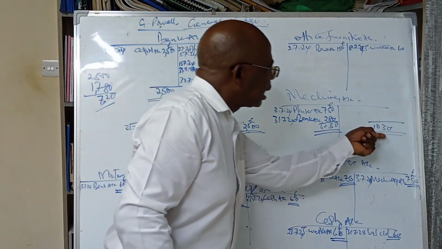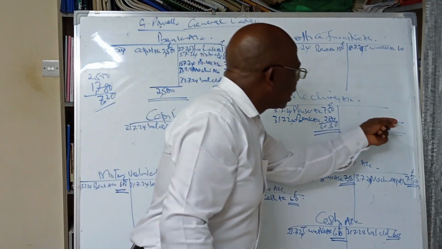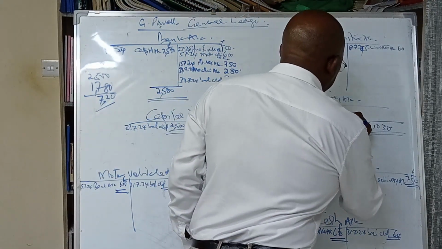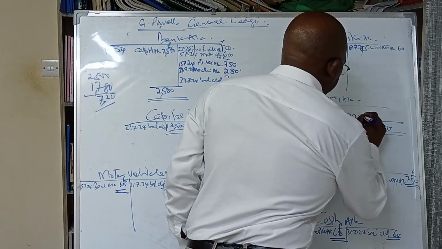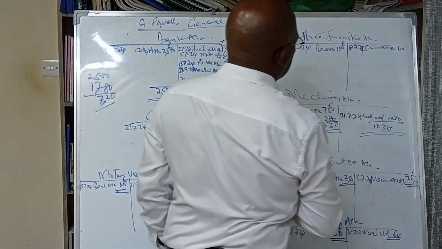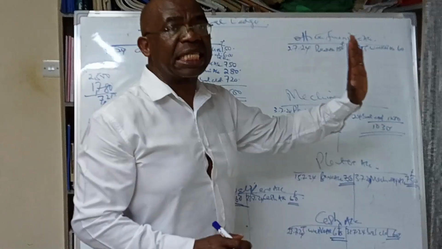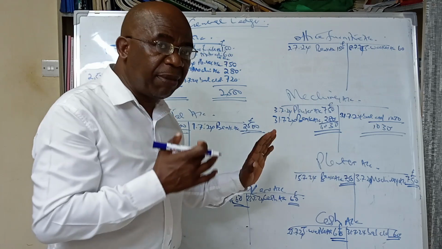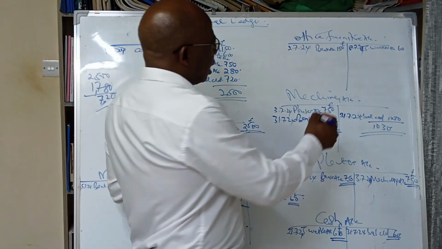This line and this line are always parallel. So that 1st of July 24, we say balance carried down, it is 1030. The difference between the total of the debits and credits is the balance carried down.